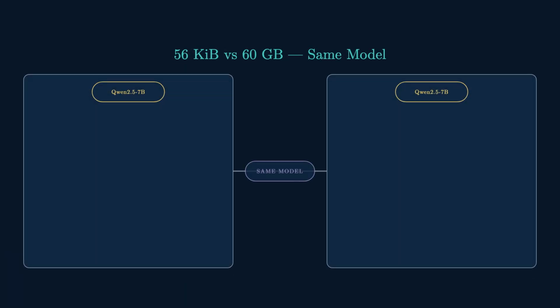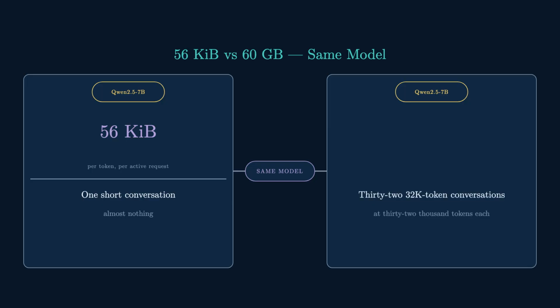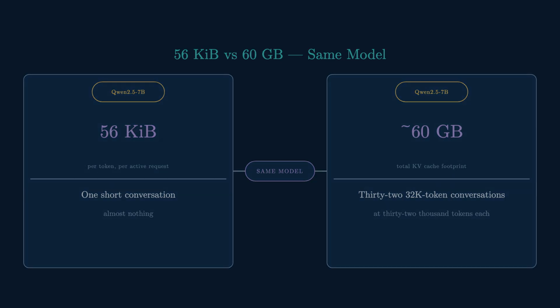Qwen 2.5 7B costs about 56 kilobytes of BF16 KV cache per token, per active request. 1 short conversation, almost nothing. 32 conversations at 32,000 tokens each, about 60 gigabytes. Nothing about the model changed between those two numbers. Only the workload did. The next video puts all of this to work.